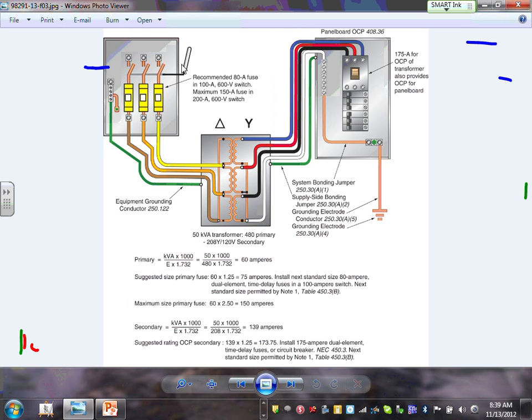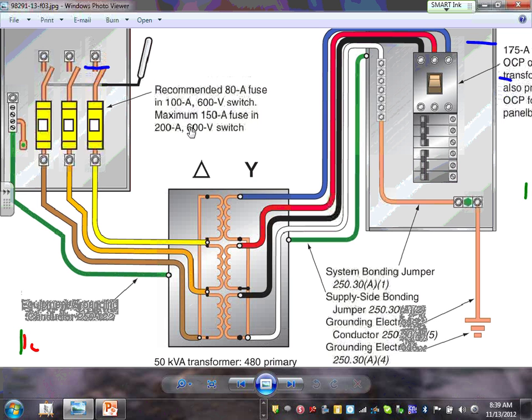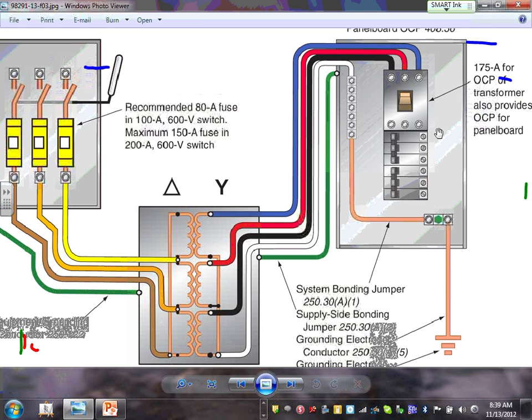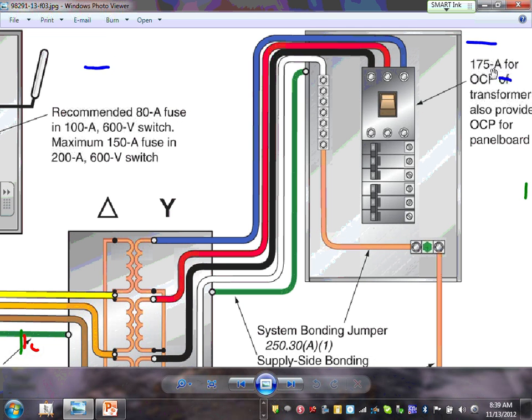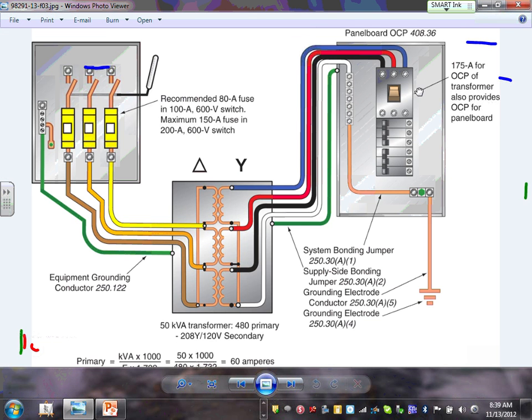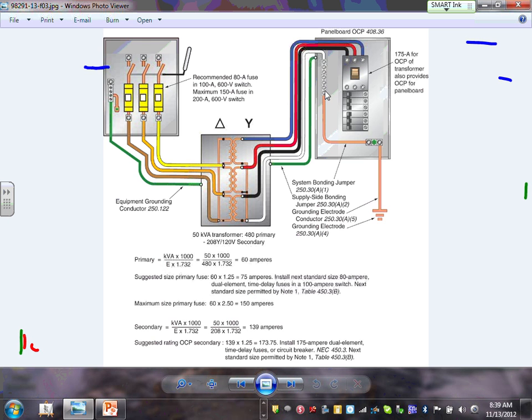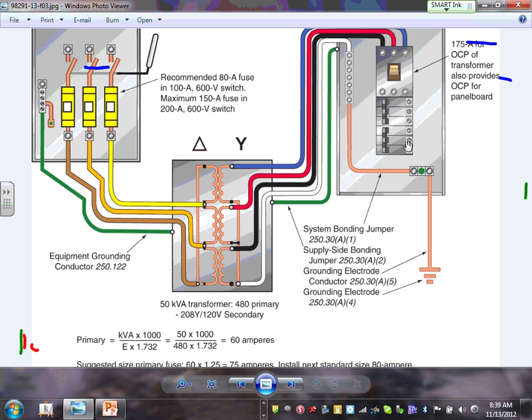And here's what you came up with. Then they came up with a maximum 150 amp fuse in a 200 amp disconnect here, and a 175 amp disconnect, 175 amp overcurrent protection device circuit breaker. So this is very typical of how you size a transformer, right? So this is my receptacle panel. This is, in the US, we use a receptacle panel. This will be my main panel.